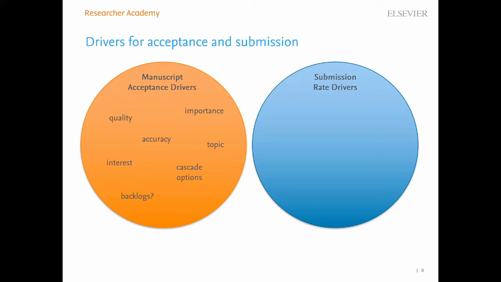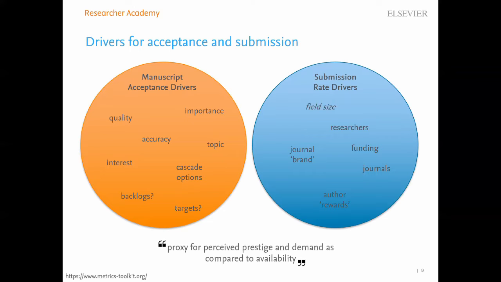The drivers of submission rates, on the other hand, are a little different. The size of the field by volume of funding or number of researchers and publications, the number of and relationships among journals, journal brand awareness or perceived prestige, and the potential impact of successful publication for the author. For example, in some cases, being published in certain journals can help secure future research funding. The metrics toolkit suggests that the acceptance rate can be used as a proxy for perceived prestige and demand as compared to availability. Yet overlapping drivers for the two factors determine an acceptance rate.